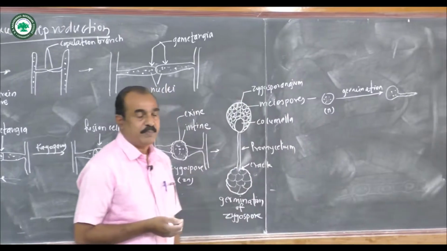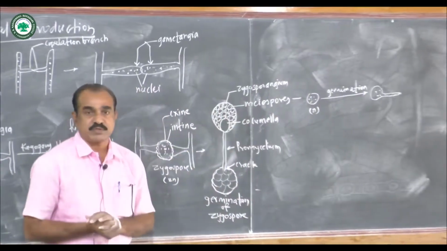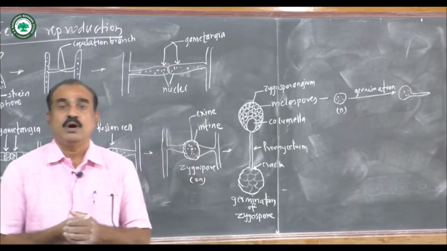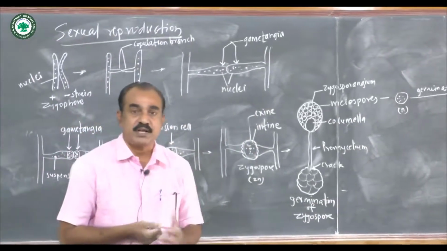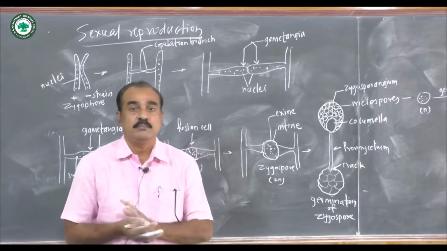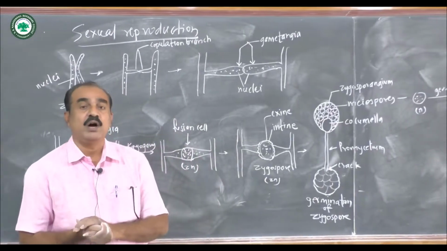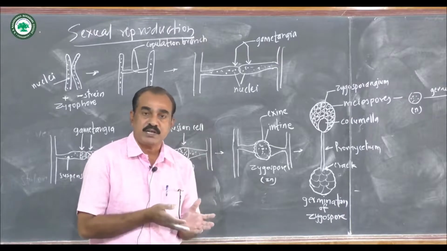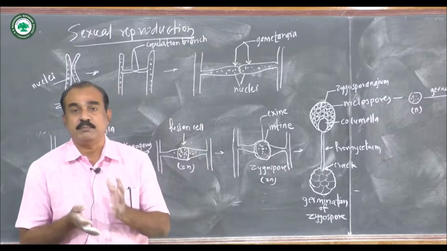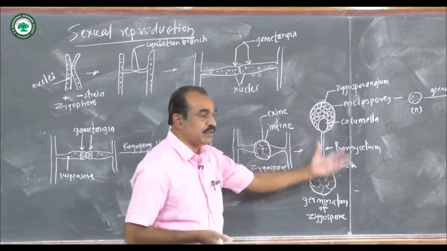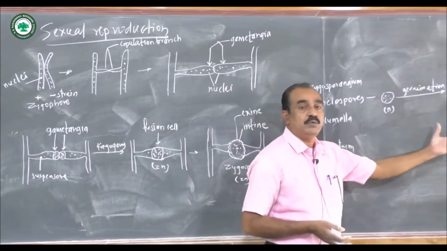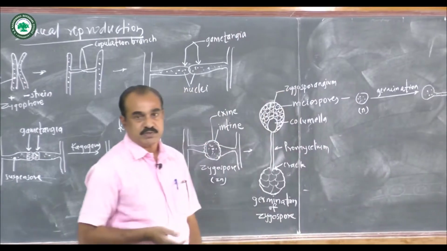But regarding the newly formed meiospores, there are two views. According to one view, all the meiospores are of the plus strain, or all of the meiospores are of the minus strain, or according to another view, half of the meiospores are of the plus strain and half are of the minus strain. But wherever they are formed, they are called meiospores, and finally they germinate into a new mycelium of the Rhizopus. Thank you.